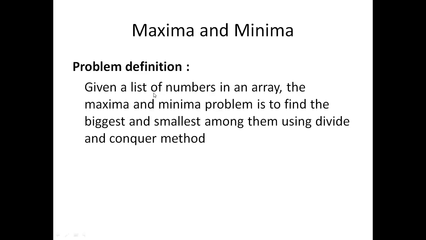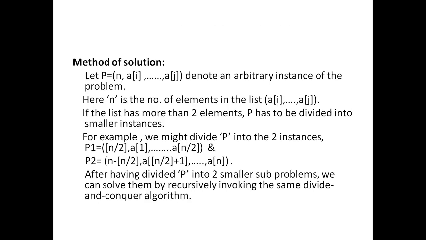Definition. Given a list of numbers in an array, the maximum minimum problem is to find the biggest and smallest among them using the divide and conquer method. How do you solve this? Method of solution. We define the problem in expression form like this. Let P equal n. Here n is the number of elements given to you, and they are available in the array from the ith index to the jth index.